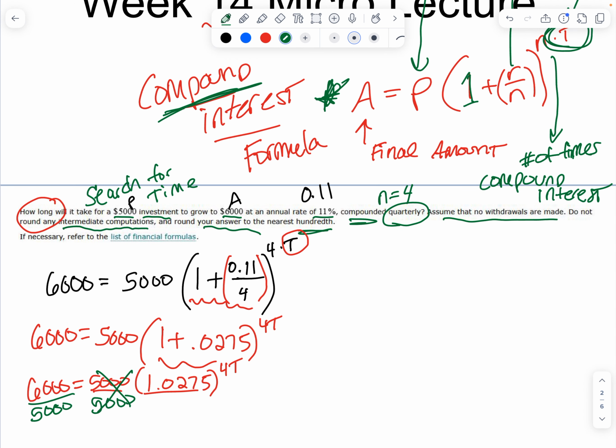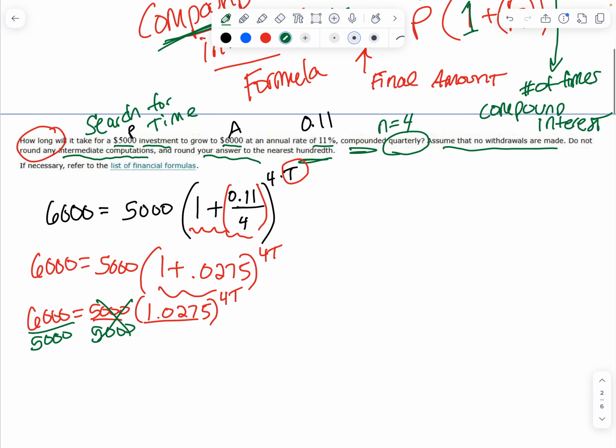So 6,000, I'm doing this on my calculator, divided by 5,000 is 1.2. Okay, so 1.2 equals 1.0275, and everybody raised to the 4t. Okay, so that was algebra. Now we have to go into logarithms.